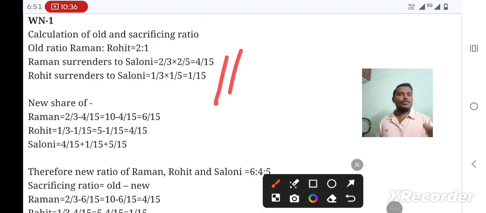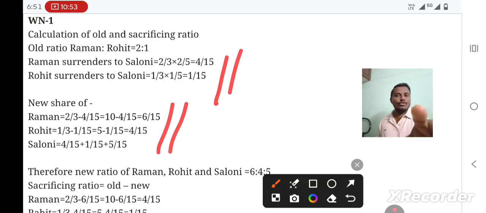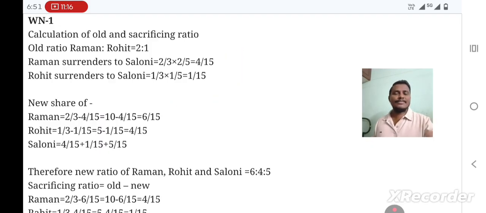Then you have to find out the new profit sharing ratio for Raman, Rohit and Saloni, because the new profit sharing ratio will include the new partner also. So Raman's 2/3 old share minus the sacrifice of 4/15, if you find out, the answer will be 6/15. Same way for Rohit the answer is 4/15, and for Saloni 5/15. I hope now you have got some clarity.